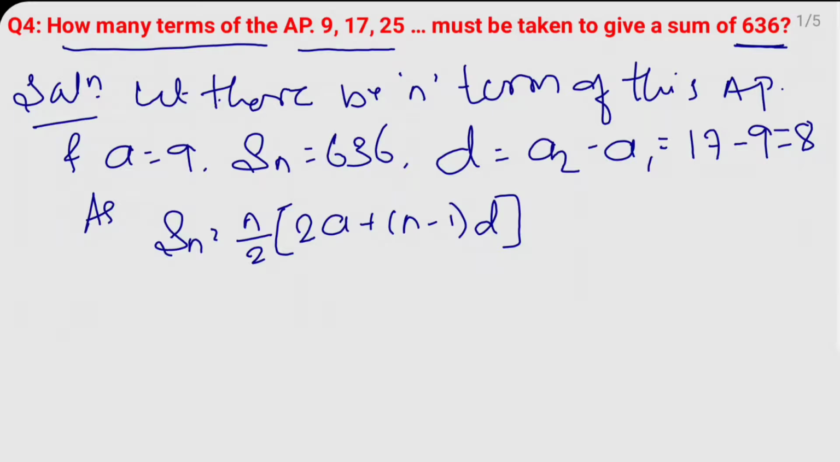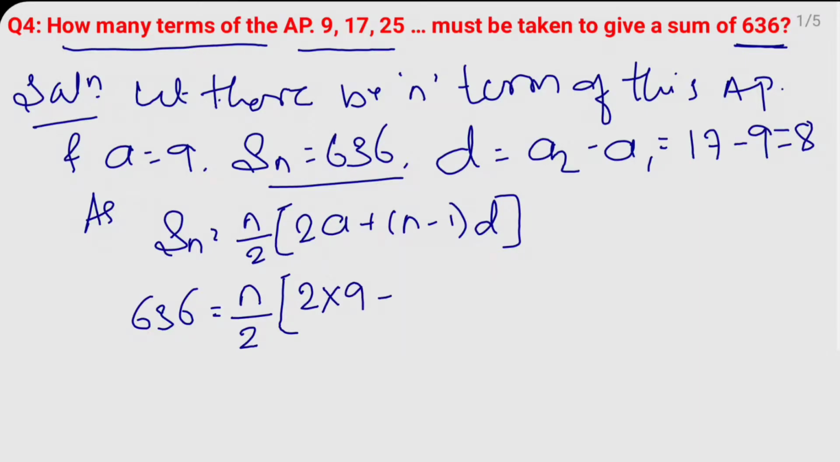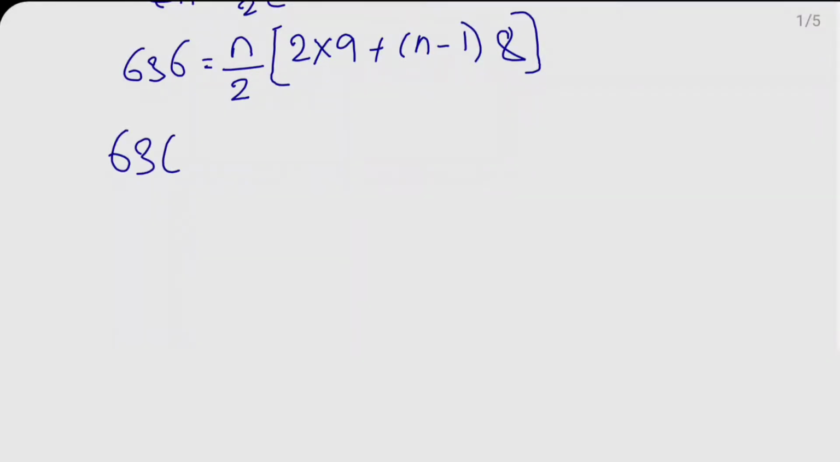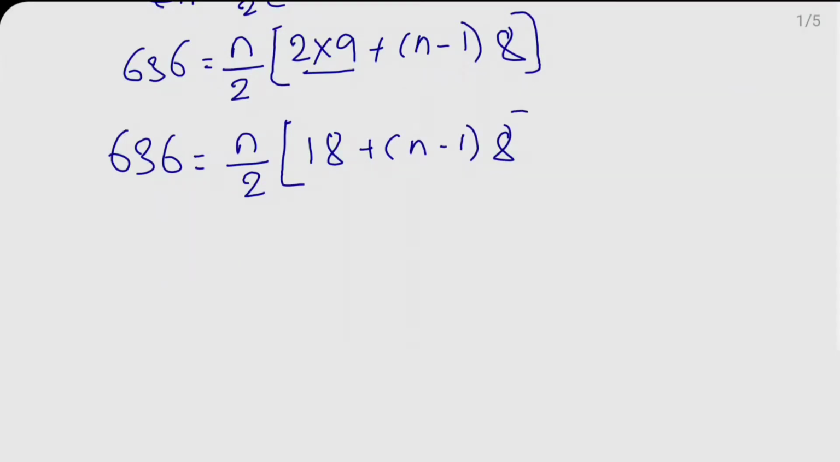Sn they have given as 636. So 636 equals n, we don't know, keep as it is, by 2 into 2 into A, which is 9, plus n minus 1 as it is, and D is 8 here. Is it clear? So now 636 as it is, equals n by 2 into 2 into 9 is 18 plus n minus 1 as it is, into 8 as it is.